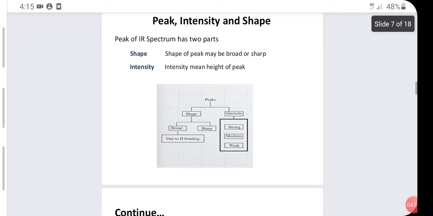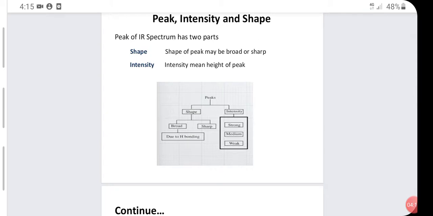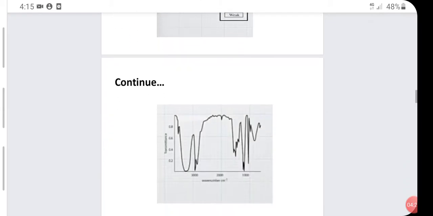The second point is the intensity. Intensity means the height of the peak, and intensity may be strong, medium, and weak. Strong intensity means more height of the peak. Medium intensity means medium height of the peak, while weak intensity means low height of the peak.